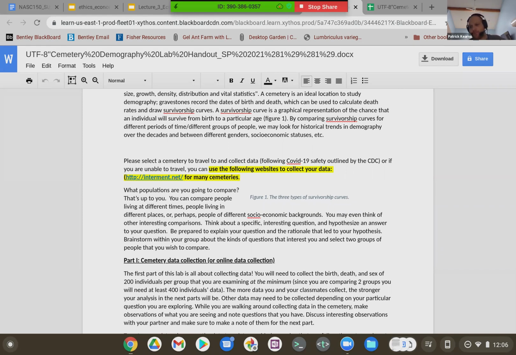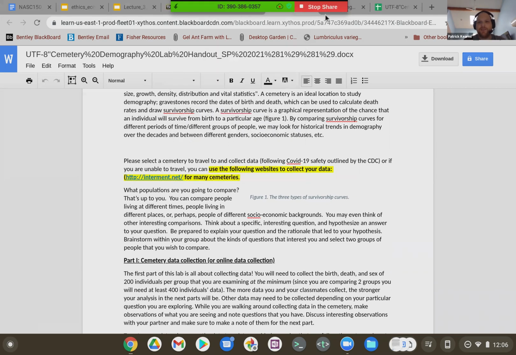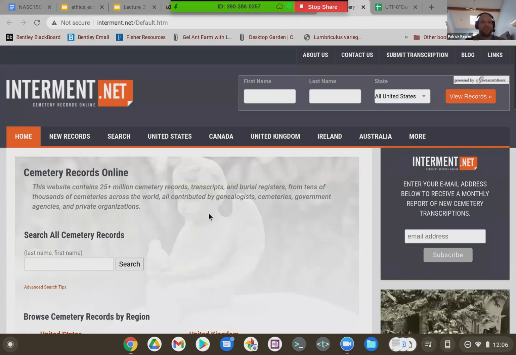as a group. Now, if you do not want to go to a cemetery because you're lazy, you don't feel comfortable, maybe there are religious reasons for not wanting to go to a cemetery. I know those exist. Your other option is this link here, Interment. If you click Interment, you'll see this is a cemetery records database online. It's a pretty cool little database. You don't need to sign in or anything like that.